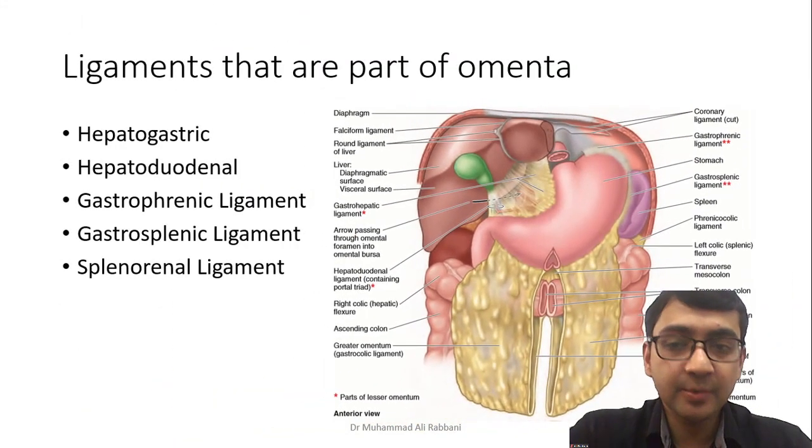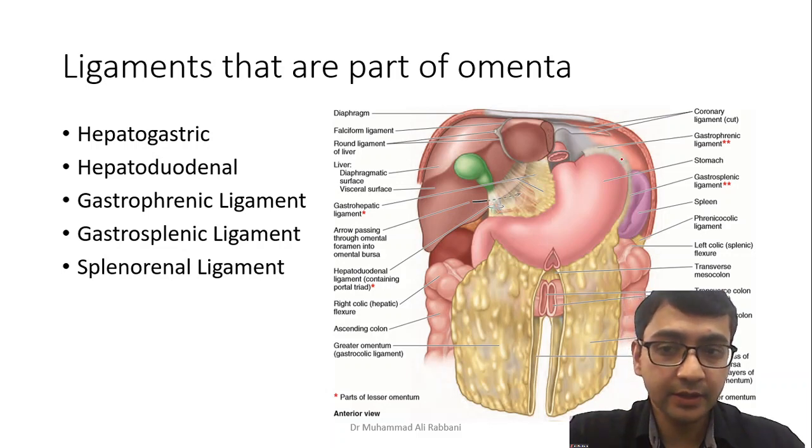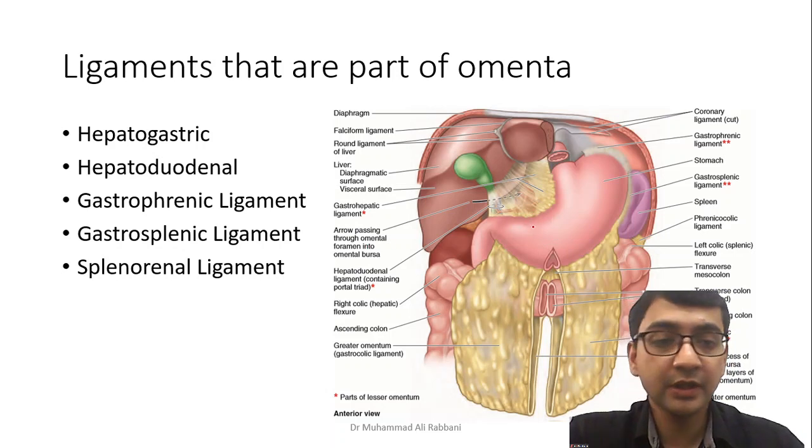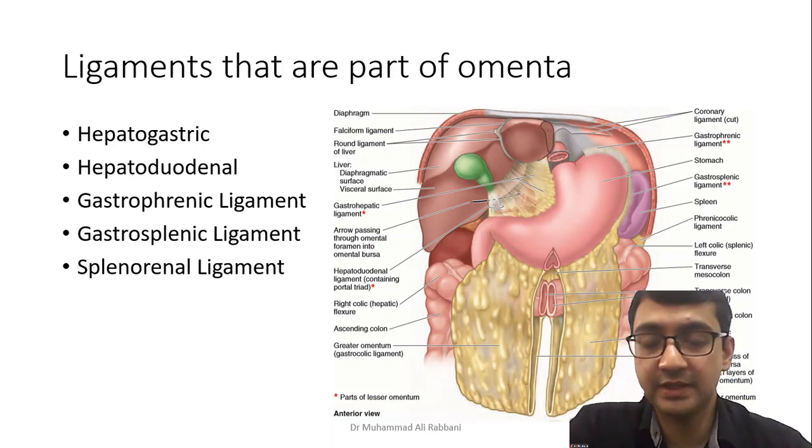So these are the ligaments we just discussed: hepatogastric, hepatoduodenal, gastrophrenic, gastrosplenic, and here gastrocolic. And the splenorenal ligament we discussed in the embryological portion when we were discussing the formation of the lesser sac.